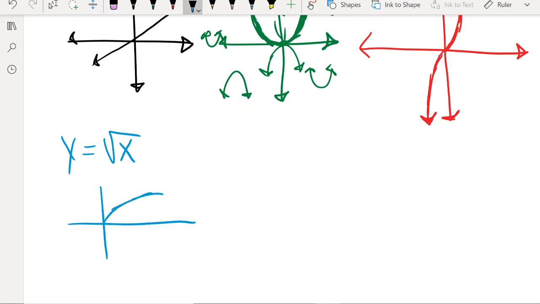Now, since I didn't put a negative in front of the square root of x, it would only be the positive version of this. This negative version down here to make the full parabola doesn't exist unless I put a plus or minus in front of the square root of x. So just the top part, just this part right here, is actually the only part of the graph that exists for y equals the square root of x.